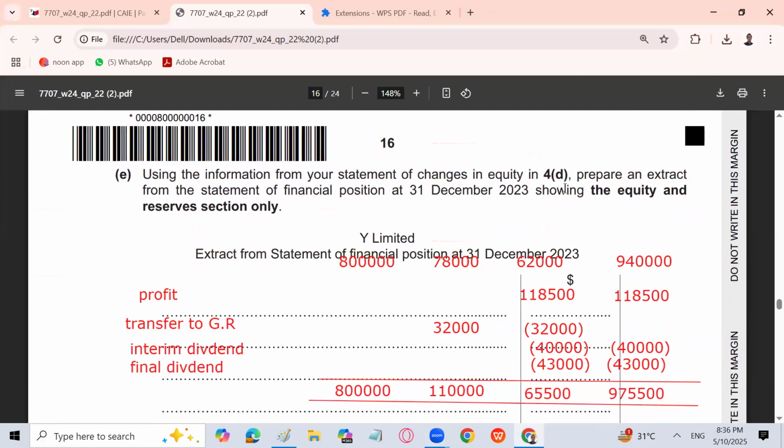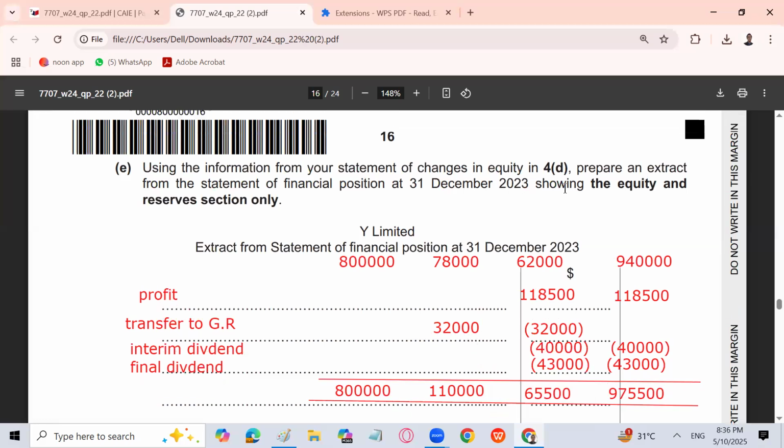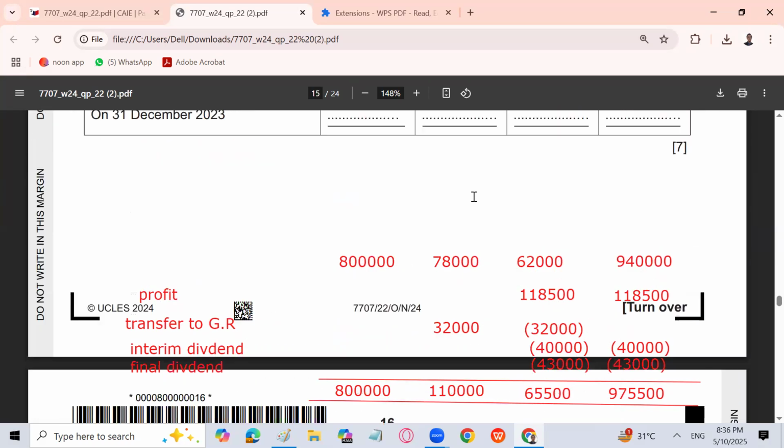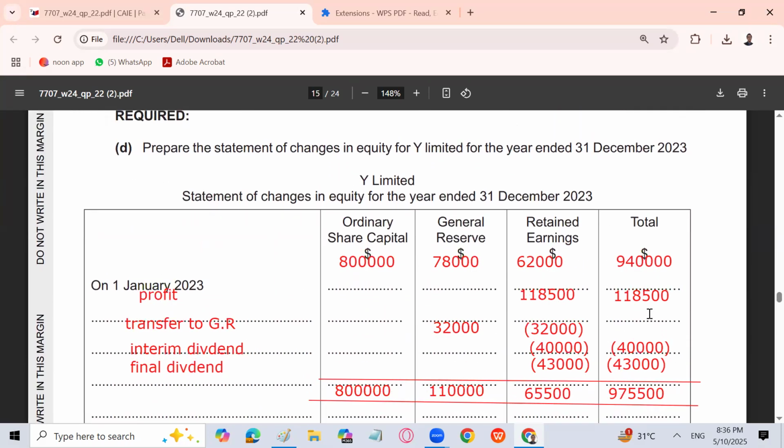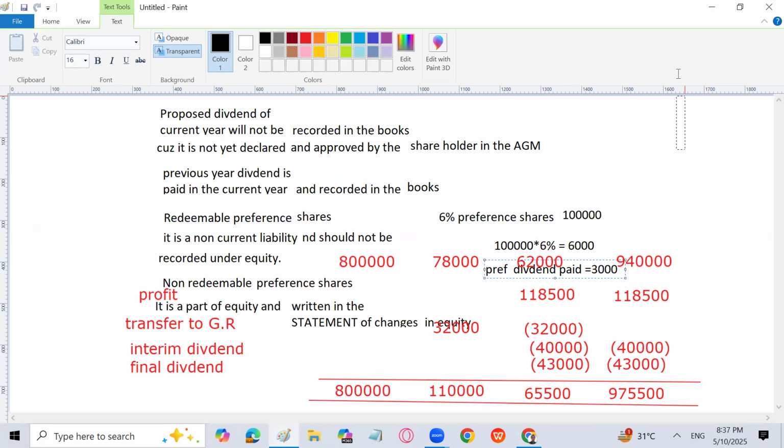Next, using the information from your statement of changes in equity, in 4D, prepare an extract from the statement of financial position at 31st December showing the equity and reserve section only. Now I'm going to show the equity and reserve section for this particular question. Remember this, that the equity and reserve section will not include preference shares.